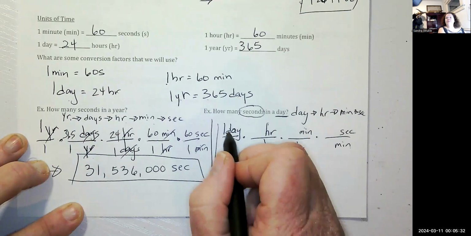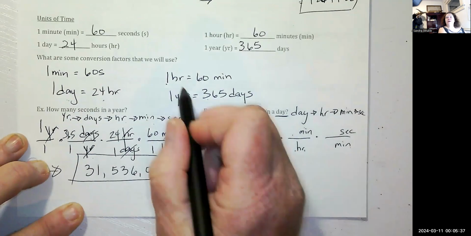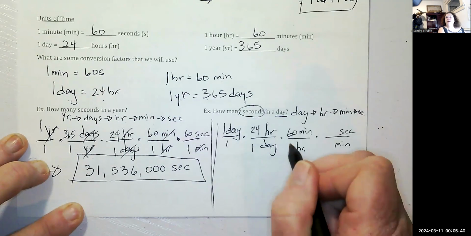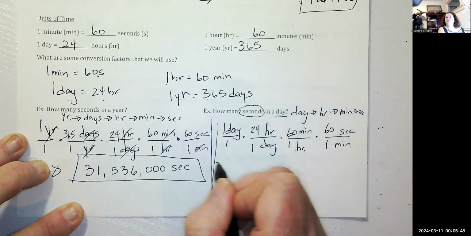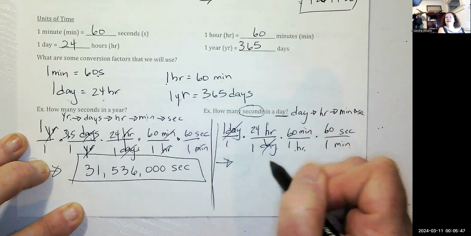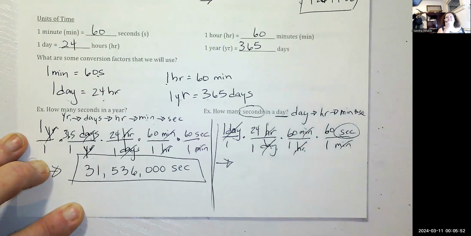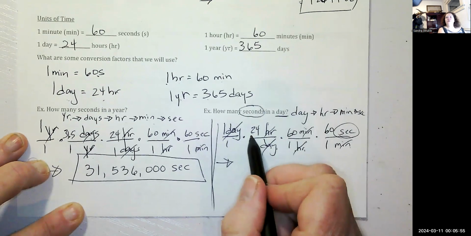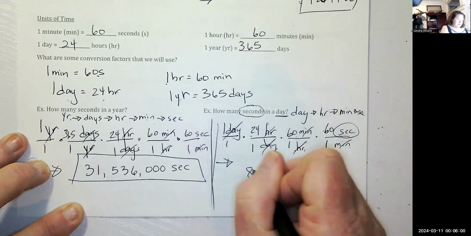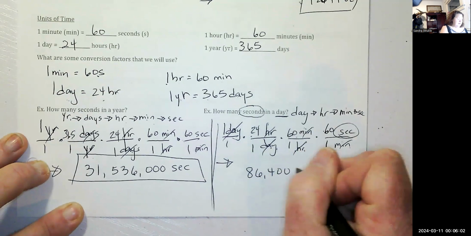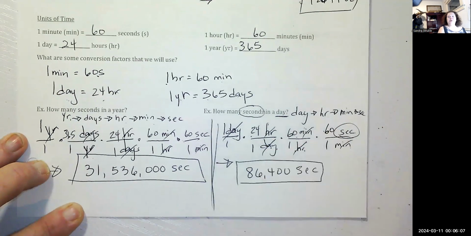All right, now I can plug in the numbers. There are 24 hours for the day here. Minutes and hours, there are 60 minutes in 1 hour, and then 60 seconds in 1 minute. Make sure when you multiply across, day divided by day is gone, hour divided by hour is gone, minutes are gone, and you're left with seconds. 1 times 24 times 60 times 60 is 86,400 seconds. Got a little bit crazy there.